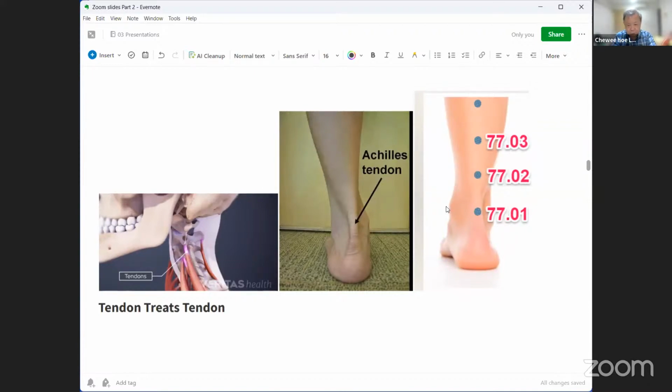For those of you who have attended my class, you can write in a chat group and reassure others that there is no pain when you correctly needle 7701, 2 or 3. All right. So now you understand why we needle these points to treat neck pain, because tendon treats tendon.